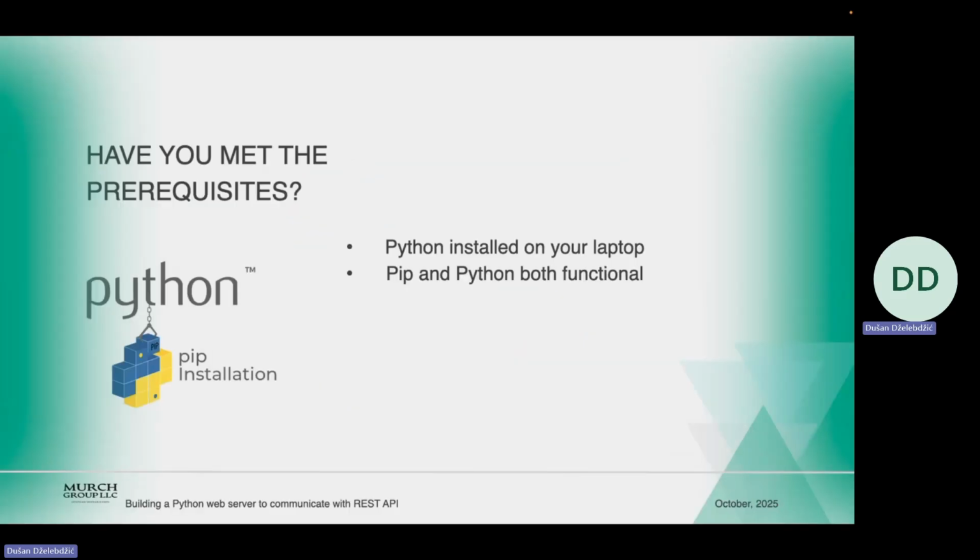Before we start, we need Python installed on your laptop. Who's going to be coding? Okay. All right. And your pip is working? Okay, okay. Python 3. And then the current version of 3. 3.14, Python. Yeah, we finally reached that version.